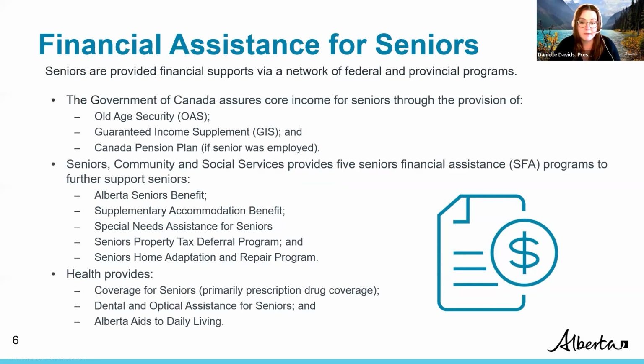The primary source of income for seniors age 65 and older is provided by the Government of Canada through Old Age Security, Guaranteed Income Supplement, and Canada Pension Plan. To supplement these programs, the Government of Alberta provides additional financial assistance and health benefits. The 5 seniors financial assistance programs through this ministry are the Alberta Seniors Benefit, Supplementary Accommodation Benefit, Special Needs Assistance for Seniors, Seniors Property Tax Deferral, and the Seniors Home Adaptation and Repair Program.